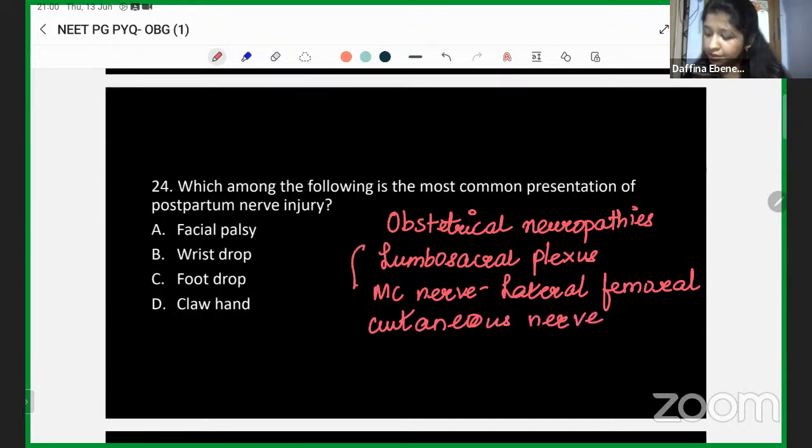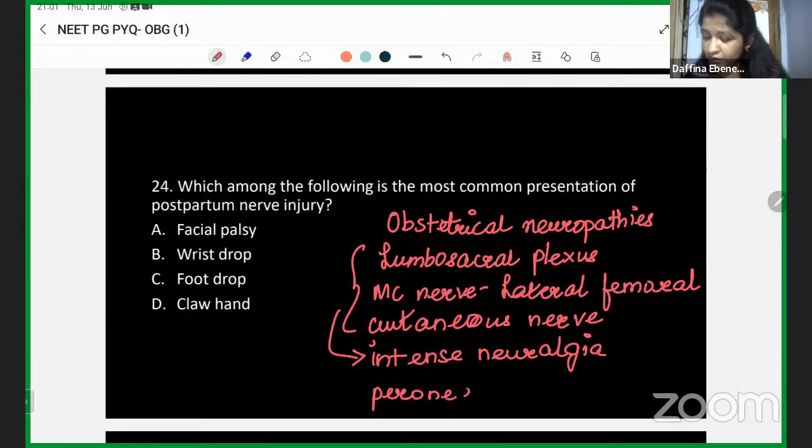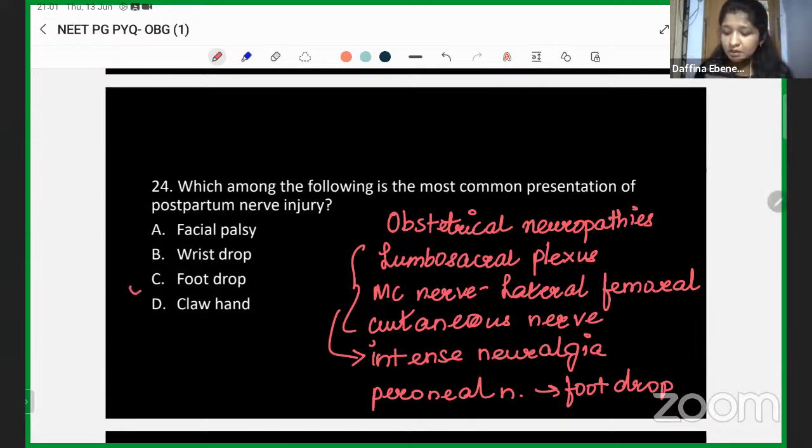This is going to present as intense neuralgia in the lower limb. You will have cramp-like pain in the lower limb. The next thing that can occur is peroneal nerve involvement, and peroneal nerve injury is going to manifest as foot drop. So the most common thing that occurs is intense neuralgia, but there is no intense neuralgia given in the options. The best option that you can select out of these is foot drop. It's definitely not facial palsy, not wrist drop, not claw hand. It should be foot drop only. But the most common thing that occurs is lateral femoral cutaneous nerve of thigh involvement, which is going to present as intense neuralgia.